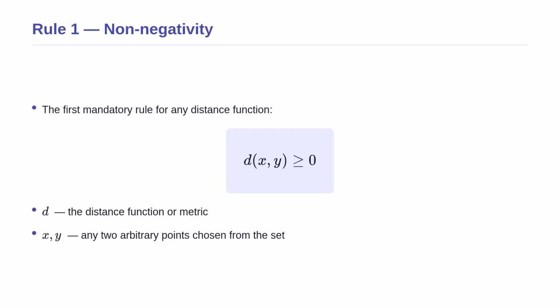This formula mathematically states the property of non-negativity. The distance between any 2 points must always be 0 or a positive number. Think about it. It is physically impossible to have a negative distance between two objects in space. You cannot travel -3 miles. If you plug any 2 points into your distance function and it spits out a negative number, the function is broken and cannot be a valid metric. Distance is always positive or 0.